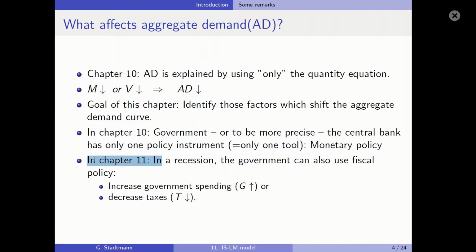This is different in chapter 11. In chapter 11, the government can also use fiscal policy in order to stimulate demand in a recession. The government can increase government spending, or the government can decrease taxes. Hence, in chapter 11, the government and the central bank have more or less three different tools. The central bank can adjust money supply, and the government can adjust government spending or the taxes.